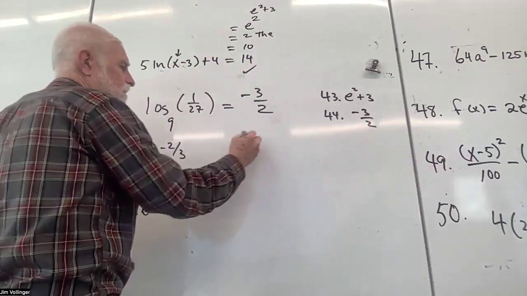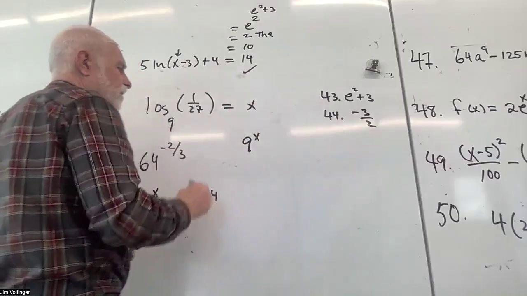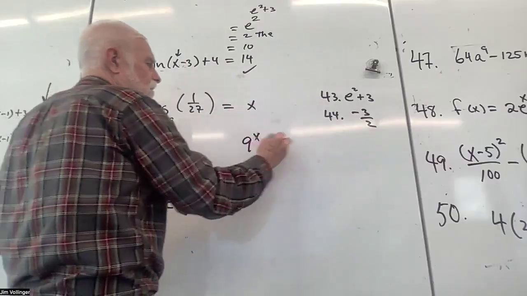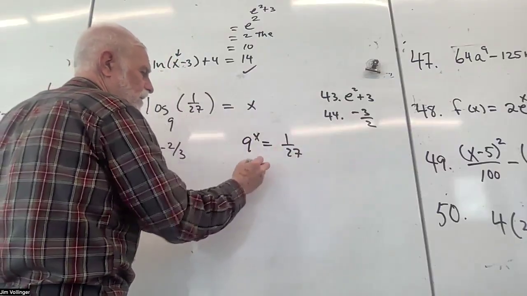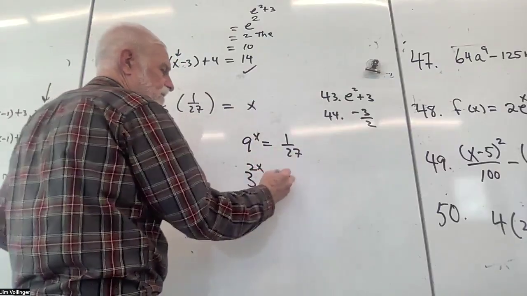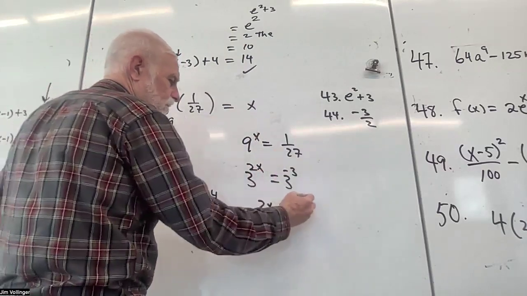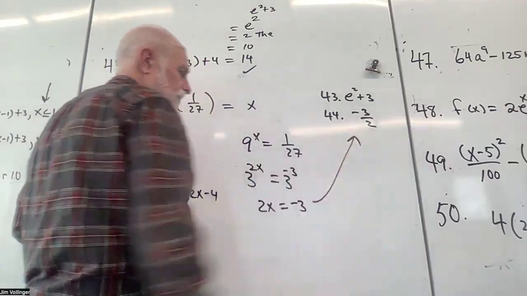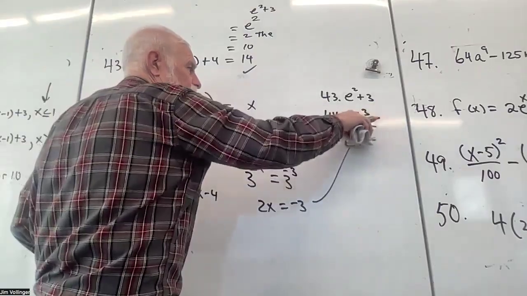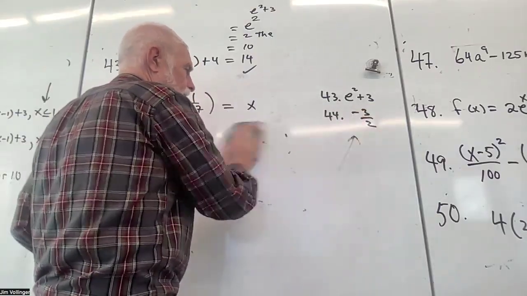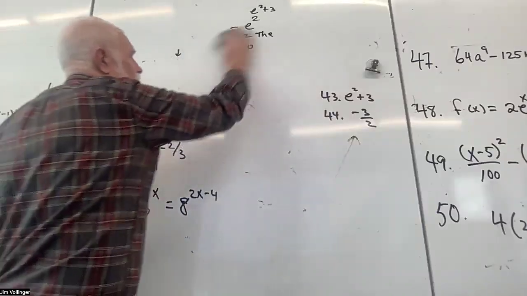Showing why that works. 9 to what exponent? Let's make this an x. Let's say we don't know what it is. But 9 to the x equals 1 over 27. 9 is 3 squared, so I could write 3 to the 2x. 27 is 3 to the minus 3. And 2x equals minus 3. Hence, the answer, minus 3/2. Square root, cubing, reciprocating. Okay, so that's out of the way.